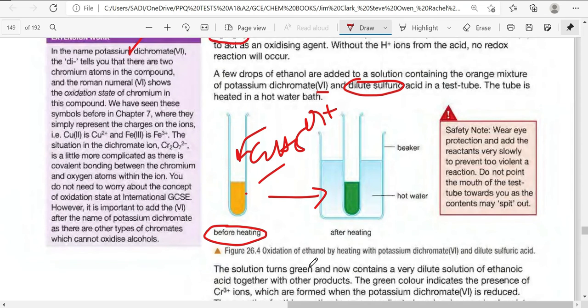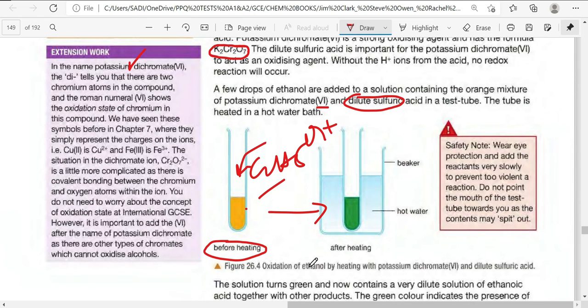Sir, your screen is stuck. Okay, now it can. Are you clear with this?